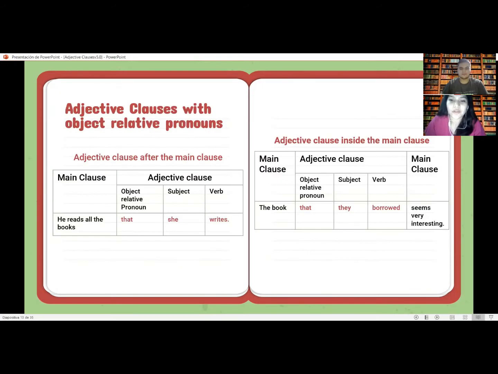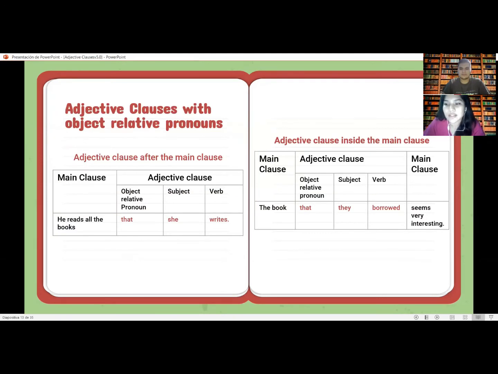Now, the adjective clause with an object pronoun. The adjective clause comes after the noun. For example, here is all the book, after the main clause. The object pronoun is "that," and the subject is "she." So: here are all the books that she writes.